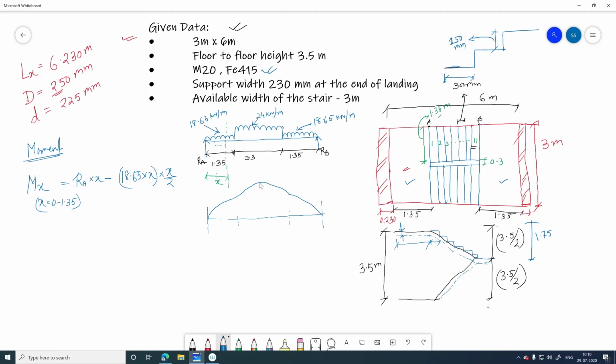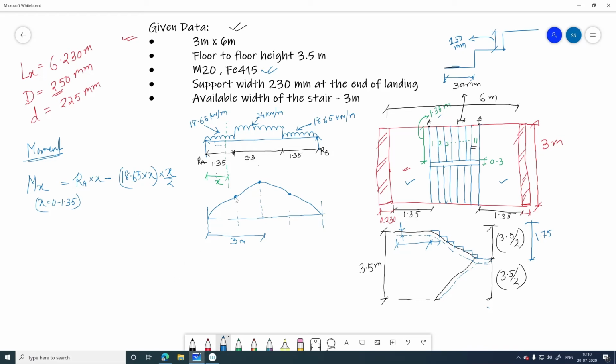Right, now in this particular point we will get the maximum moment. If you put the x value 1.35, you will get the moment at these two points, and if you put the value of x, which is 3 meter, because you can see from here to the center of the point it is 3 meter, because the total length is 6 meter. So if you put 3 meter here, you will get the maximum moment. So we are interested in this particular moment, because we need to design the staircase with the maximum moment, right?